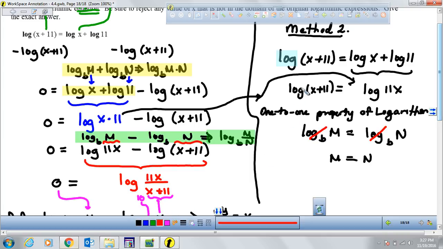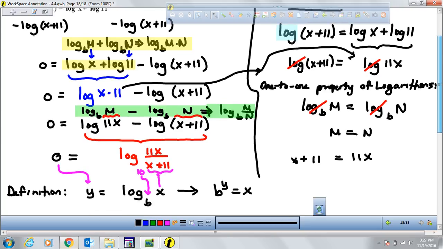So what I can do here, since the log of x plus 11 equals the log of 11x, and we have the same log on both sides of the equation, the one-to-one property tells me that I can cancel out the logs from both sides, and I can set m equals n, which is x plus 11 equals 11x. And then we can solve for x. So we move the x over to the other side, so that gives me 11 equals 10x, and then we divide by 10, and guess what? We end up with the same answer. Okay? So the answer for this is x equals 11/10.